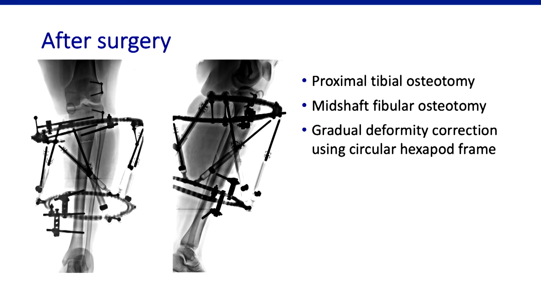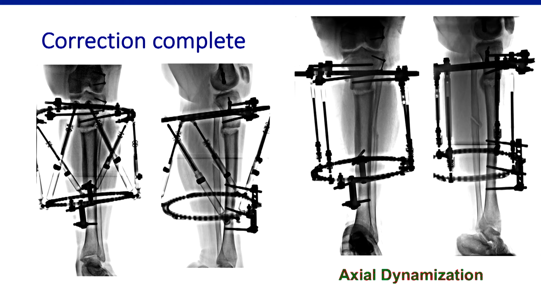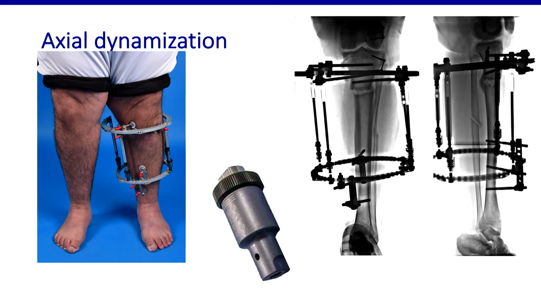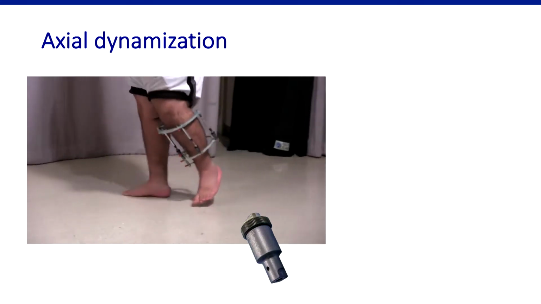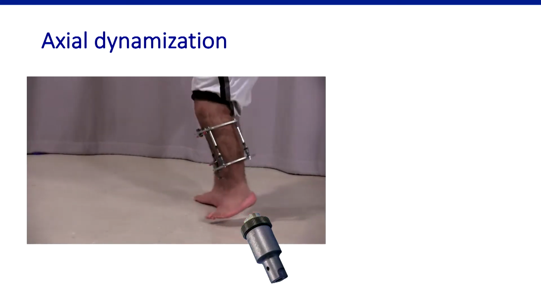So we did the osteotomy, applied the hexapod fixator, did the correction, and then you can see the regenerate is not forming normally. So what we did, we switched from 6 rods to 4 rods with dynamizers. And this is the patient in this frame with 4 rods with dynamization. Very important, the patient has to walk. If there is no loading, there is no dynamization.